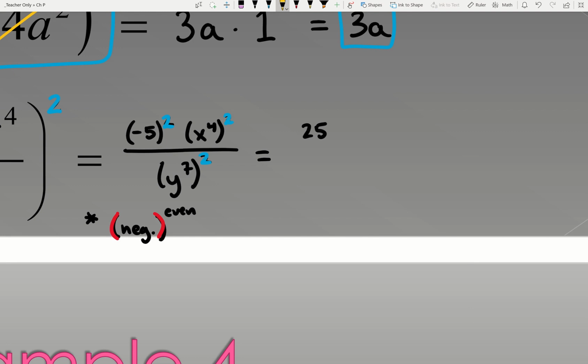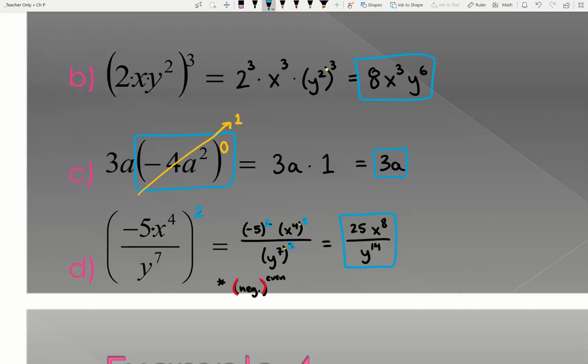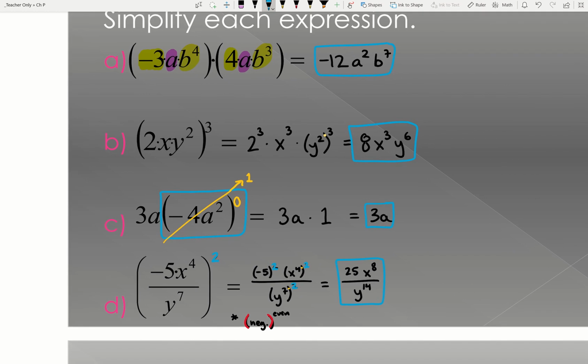And then these other ones here, this is just power to a power. Okay, so that's going to be x to the fourth raised to the second. We're going to multiply those exponents, so that'll be x to the eighth. And then on bottom, we have y to the seventh raised to the second power. Multiply those exponents, we get 14. And there is a nice, easy result there. Okay, so working with exponents, that's what we have right there.